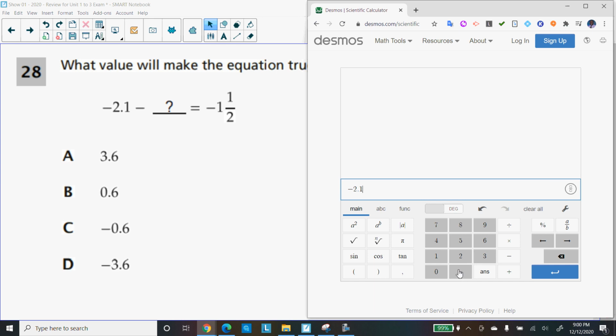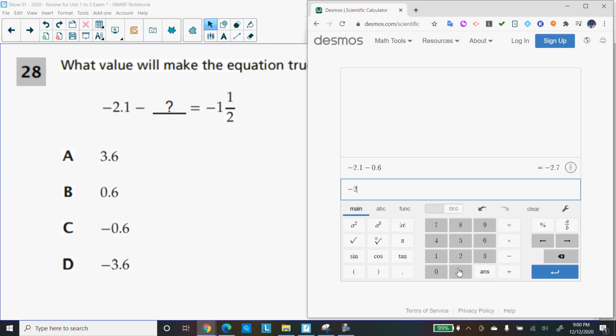Except my calculator doesn't have a negative sign. Some calculators do. So be careful. So minus 0.6. Press enter. That gives me negative 2.7. I'm looking for negative 1.5. So let me try that again.